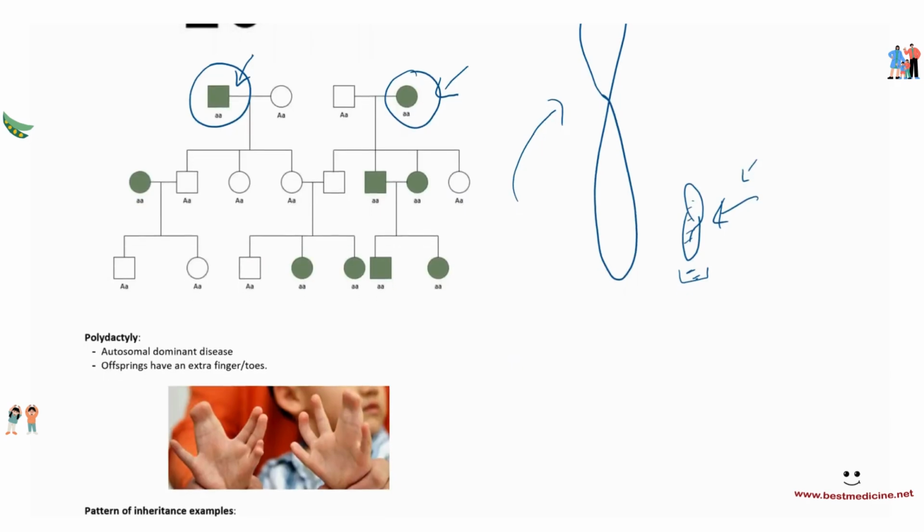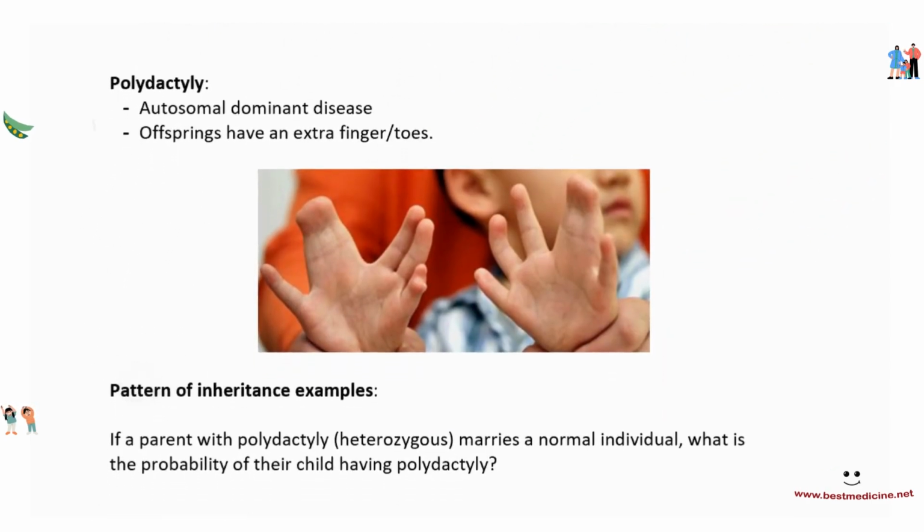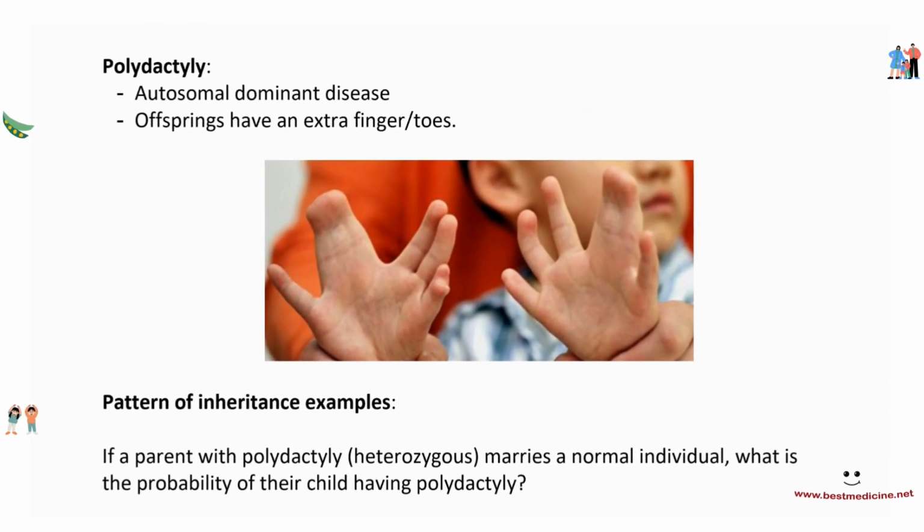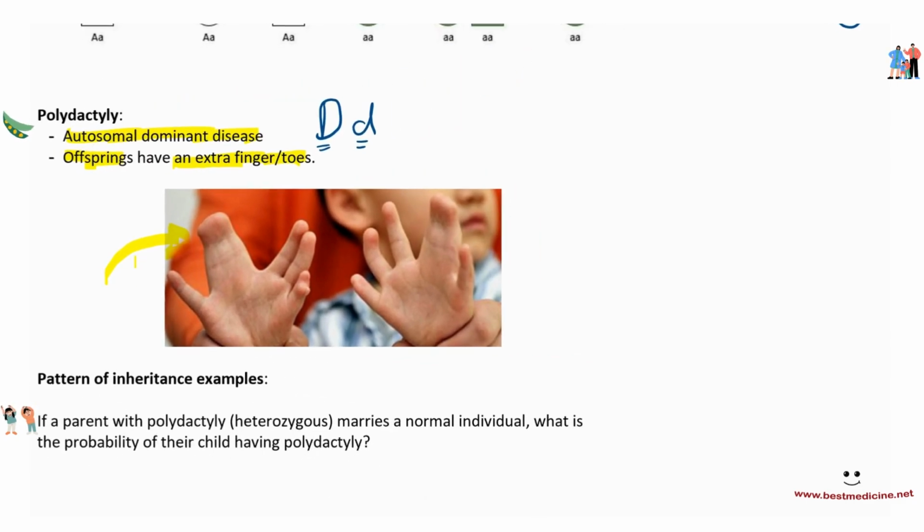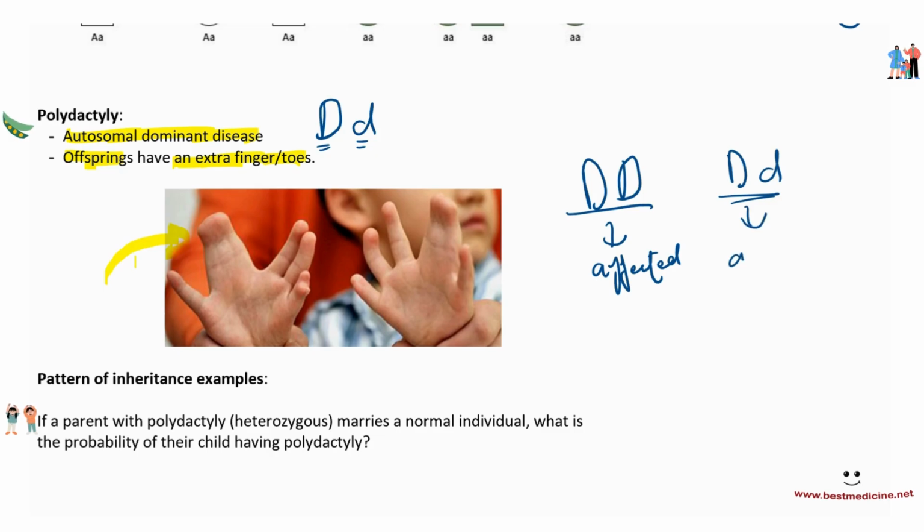The first disease that we're going to do is polydactyly, okay? That is very easy. Basically, what you have in this disease is joined fingers or an extra finger. So offspring have extra or joined fingers. And this is an autosomal dominant disease. What this means is that if I denote the disease gene by a D, then the capital D codes for disease and small d codes for normal. So if a person has two capital Ds, they are affected, right? Even if they have a capital D and a small d, they are heterozygous, they are still affected.